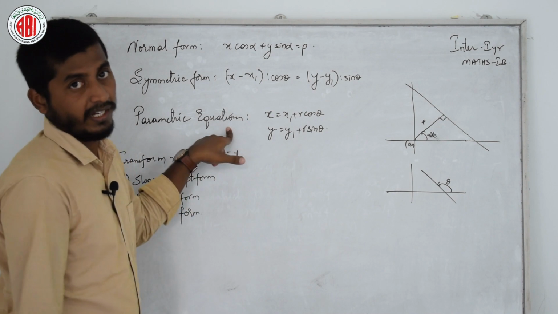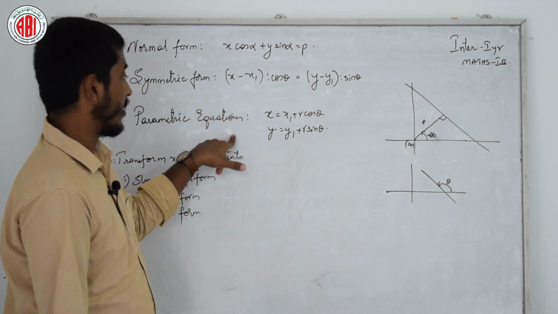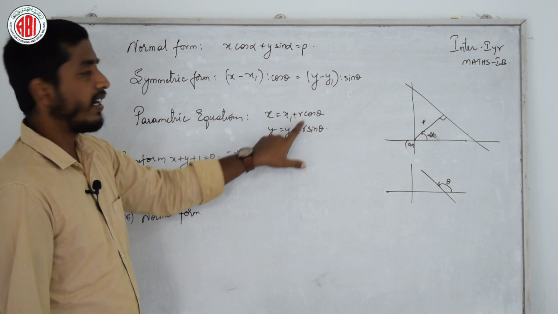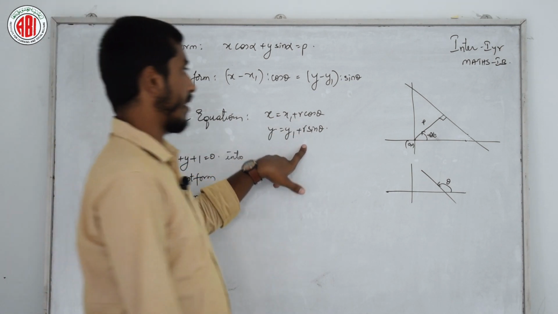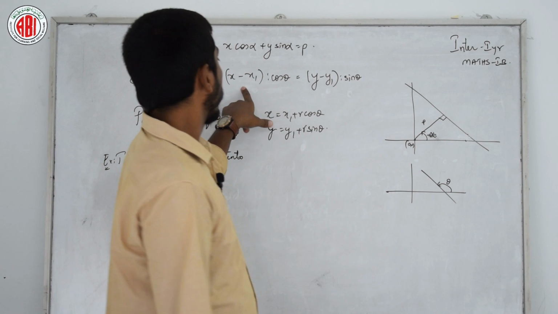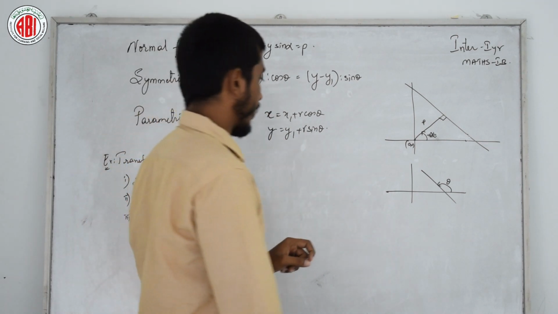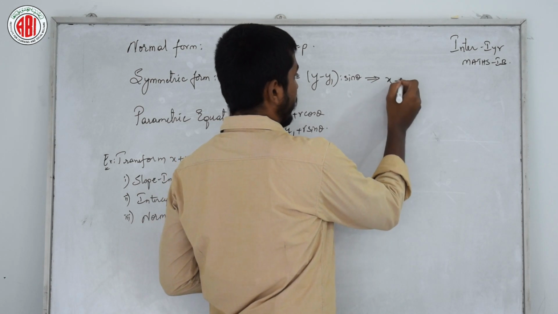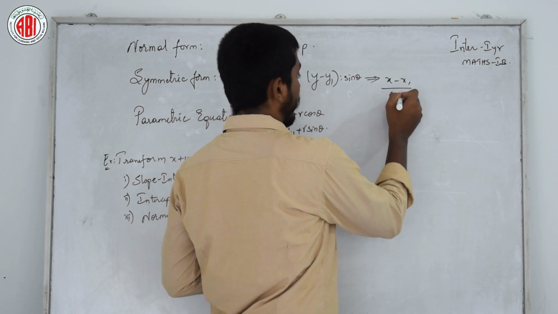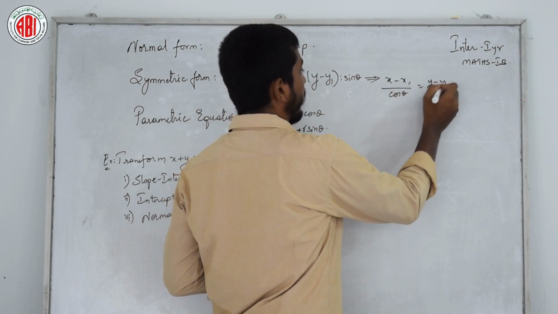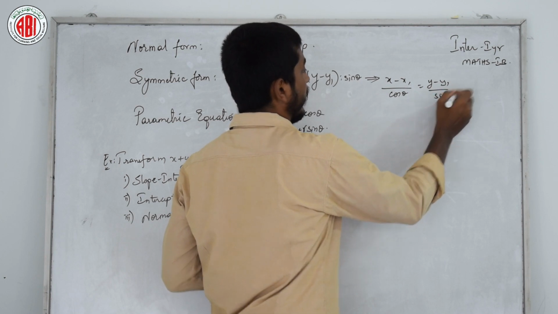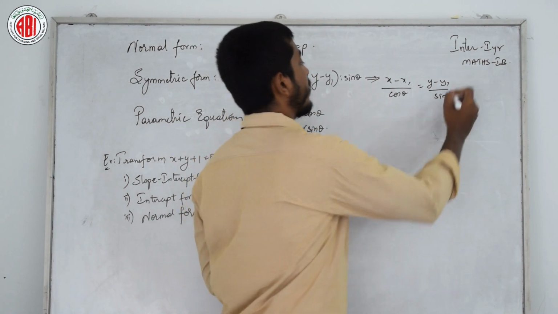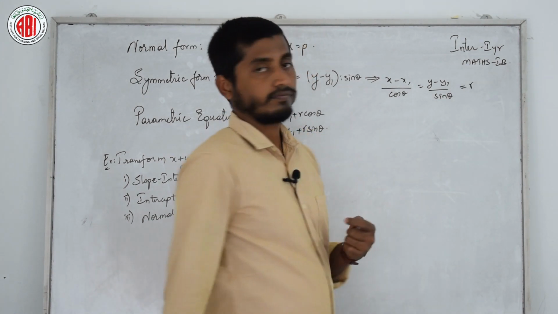Parametric, the term itself indicates that this is an equation which consists of the parameter r. From where did this r come? It is so simple to understand. Let's see how it came. See here, x minus x1 by cos theta equal to y minus y1 by sin theta. Since it is a ratio, we can equate it to some constant. Let us assume that constant, say r.